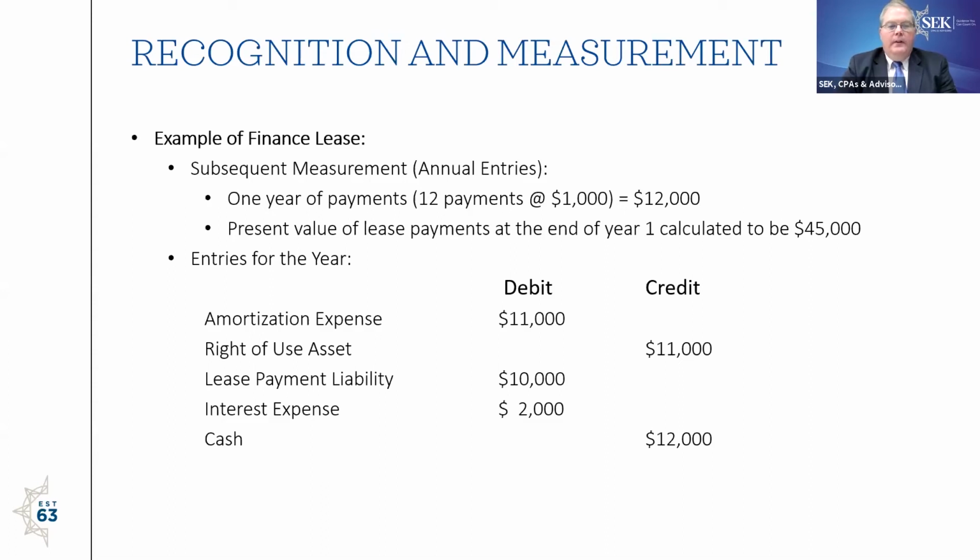On the liability side, then, the lease payment liability is going to get reduced by $10,000. You're going to debit that for $10,000 to get it down to the calculated $45,000 amount. You're going to debit interest expense for $2,000, and you're going to credit cash for $12,000, which represents the amount of the lease payments you have made during the year.